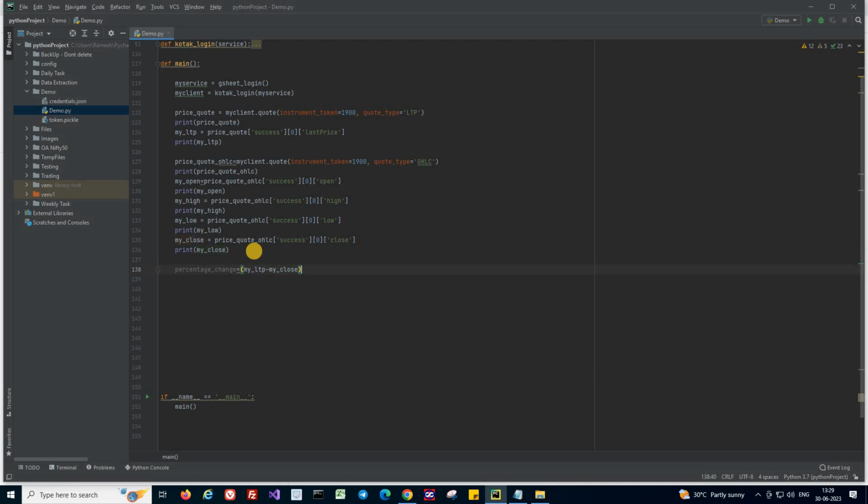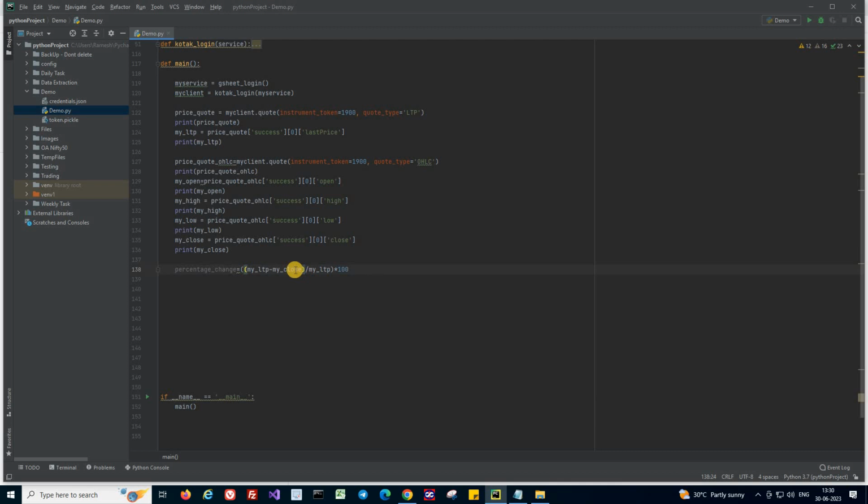Now you need to divide it by the last traded price. That will give you the percentage change. All right, now you need to multiply this value by 100. That's it. We might run into some errors, but this is basically the formula: your last traded price minus previous day's closing price, divided by last traded price, into 100. That will give you the percentage change.